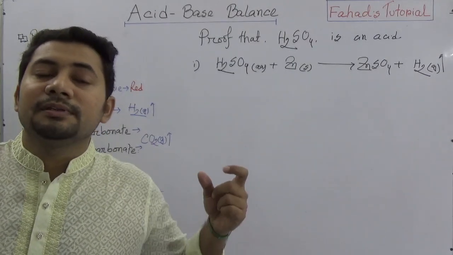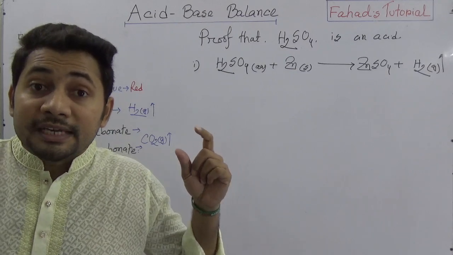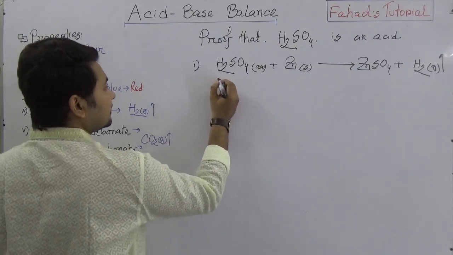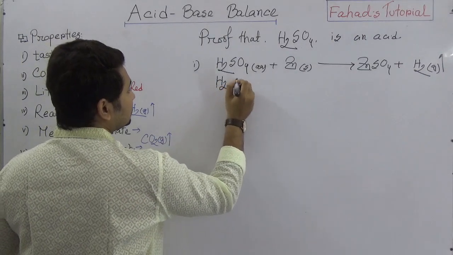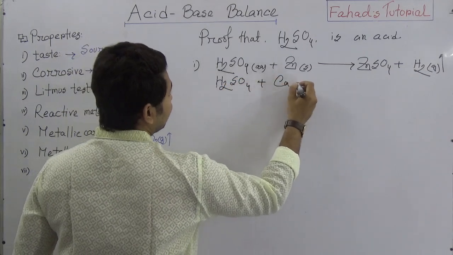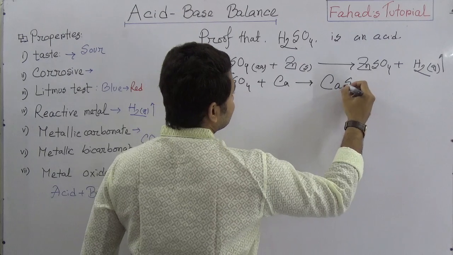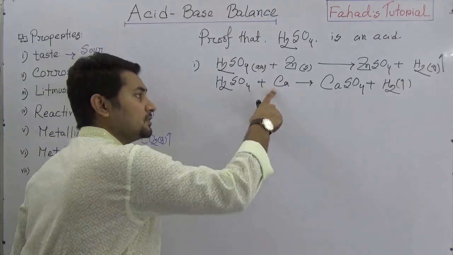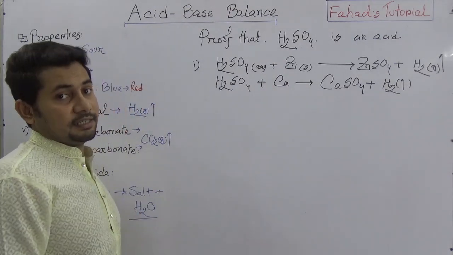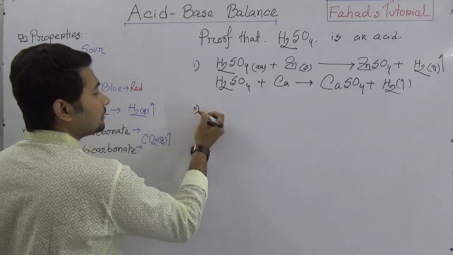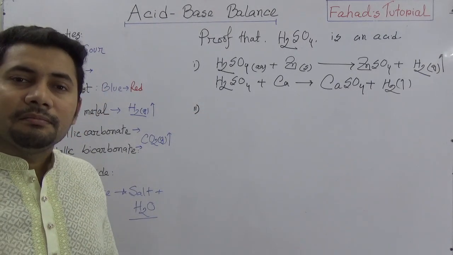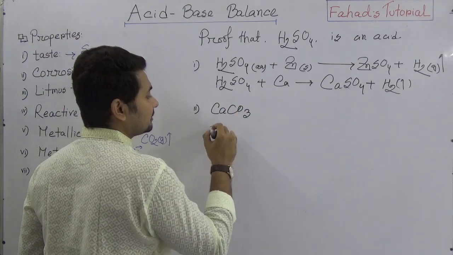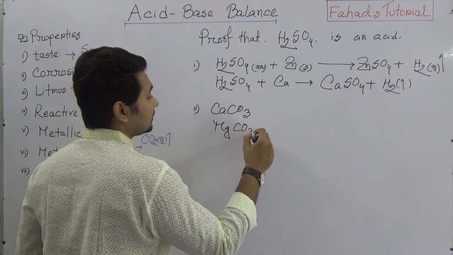So when sulfuric acid undergoes reactions with a reactive metal, then it will produce, even if we think about sulfuric acid, if H2SO4 undergoes reaction with calcium, simply this is calcium sulfate and hydrogen gas. Think about sodium, in this case sodium sulfate and hydrogen. Okay. Number two, when acid reacts with metal carbonate, think about calcium carbonate, think about magnesium carbonate.